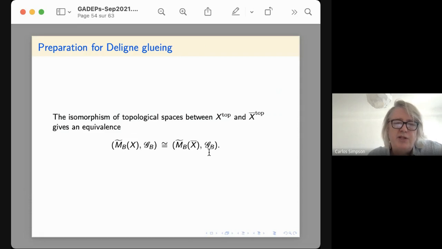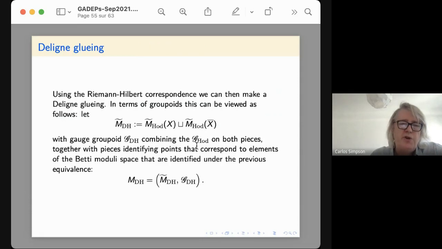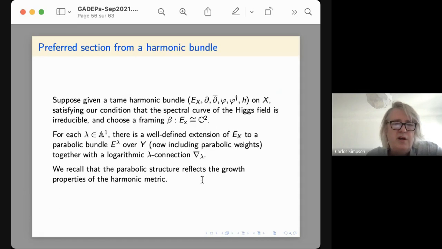And then we also have a topological equivalence between the Betti groupoid for X and the one for X bar. And then we can use those to glue together to make a Deligne-Hitchin moduli space. In this groupoid picture, we can take the disjoint union of these two spaces and then add into the groupoid some new points that tell you how to glue those two pieces together. So you can make an analytic groupoid for that thing.